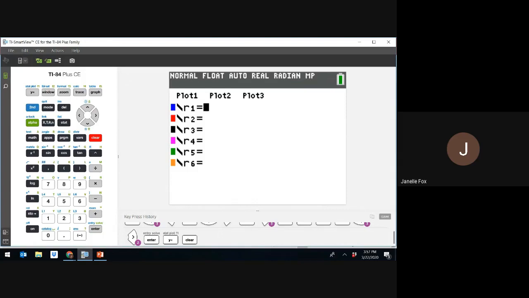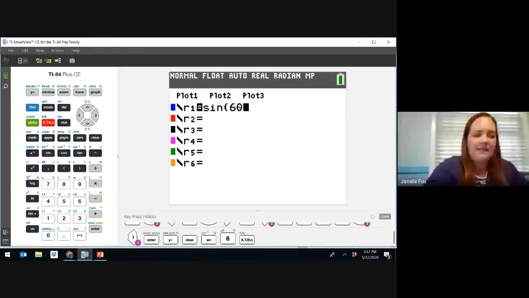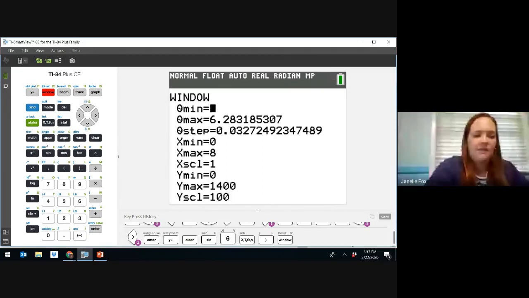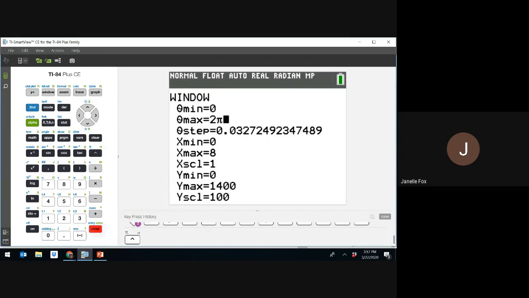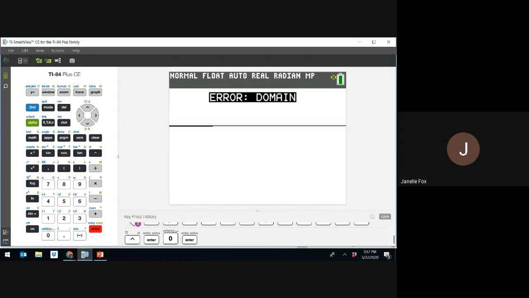So the first one said sine of 6 theta. So I'm going to enter that in, and then I'm going to go to the window button. Okay, so in this window button, I'm going to go 0 to 2 pi for the theta values. I'm going to make this be, that's not what I'm going to make it be, sorry.